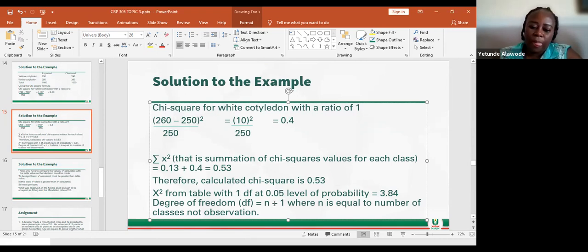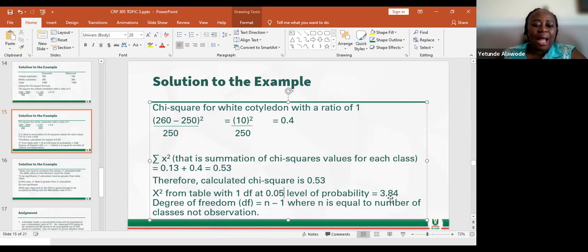Like I said, you know how to get your degree of freedom. And when you check the table, you get 3.84 as the tabulated value. Tabulated value, and this 0.53 is your calculated.